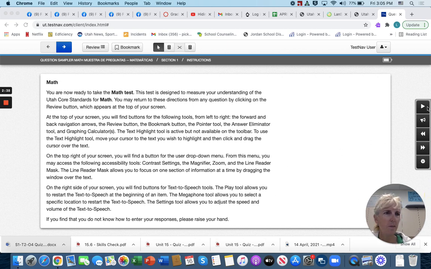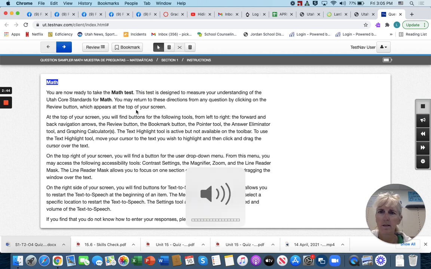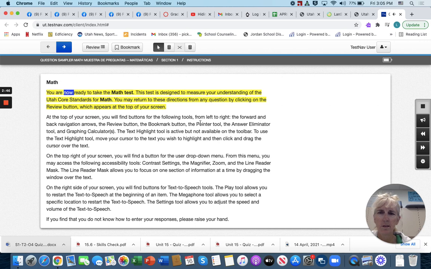There's text-to-speech over here if you need somebody to read you the test. Math. You are now ready to take the math test. Okay, but I do require you to have a plug-in if you decide you want the math test read to you. So, text-to-speech settings, skip ahead, jump back, toggle click to here, play text-to-speech.